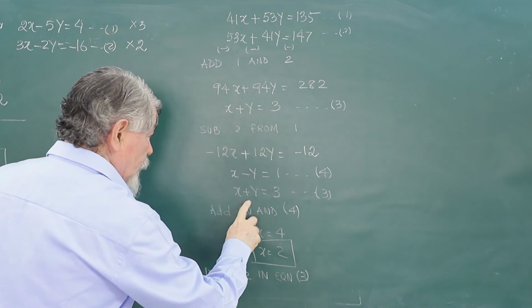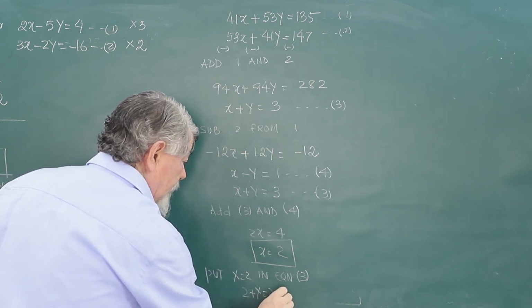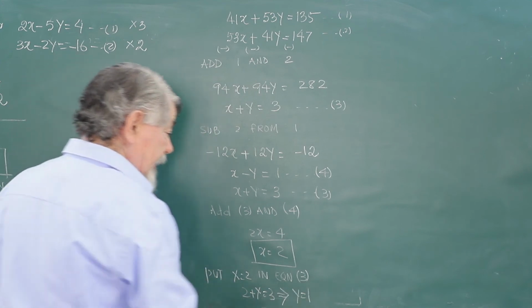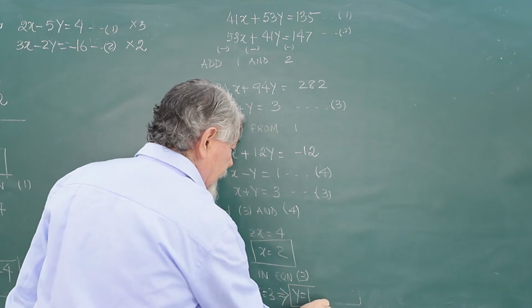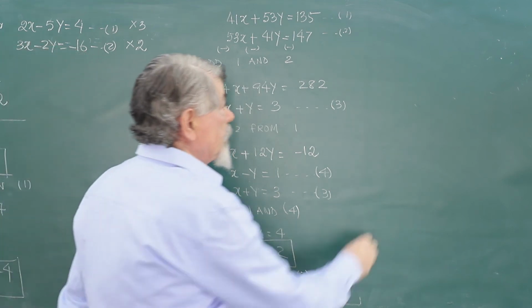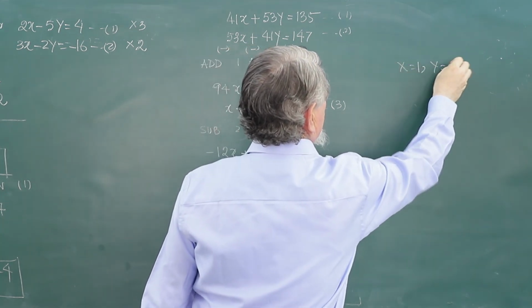So x is 2, 2 plus y is 3, will imply y is equal to 1. So x is equal to 2 and y is equal to 1. So the solution set is x is equal to 2 and y is equal to 1.